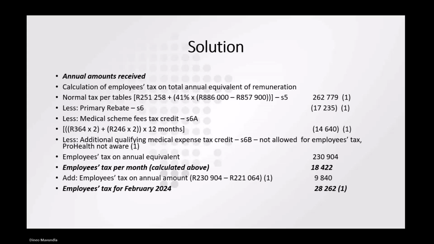I know after we have calculated everything for the normal tax tables, less primary rebate, and also less medical scheme fees tax credit, we have to go to less additional qualifying medical expenses, as we have already indicated. But when you calculate the additional qualifying medical tax credit, which amount are we supposed to start with?